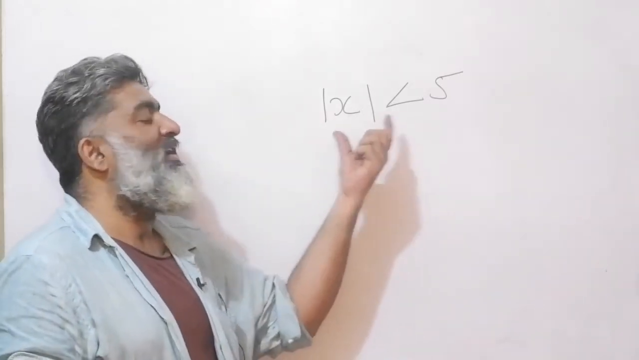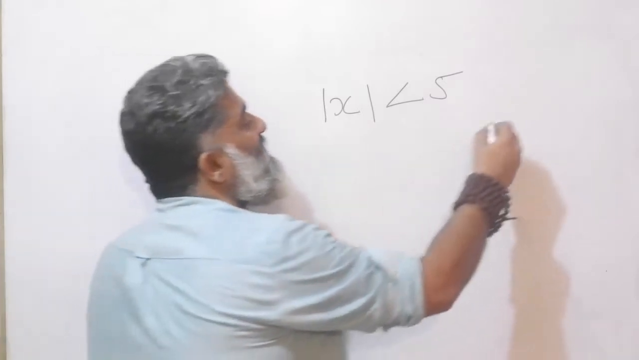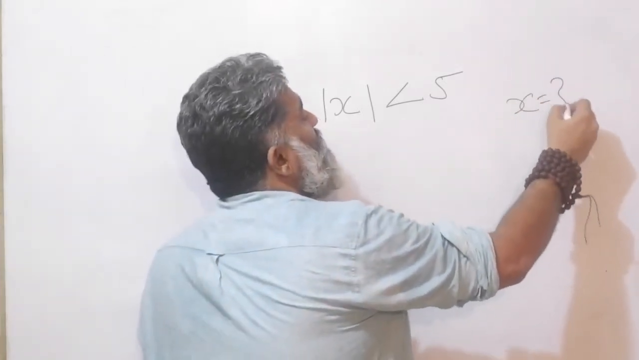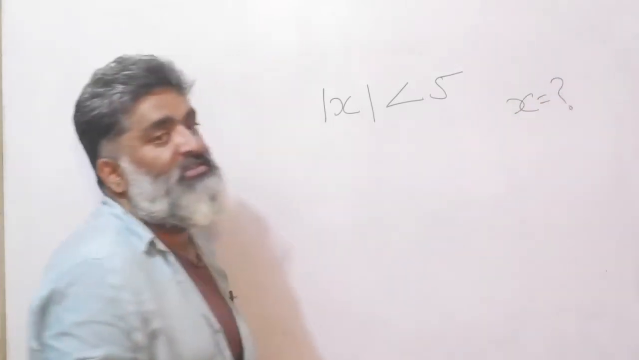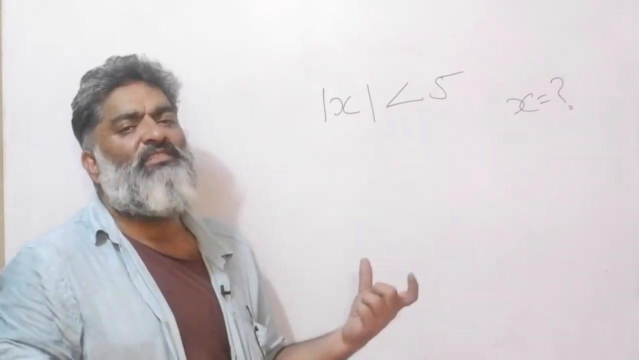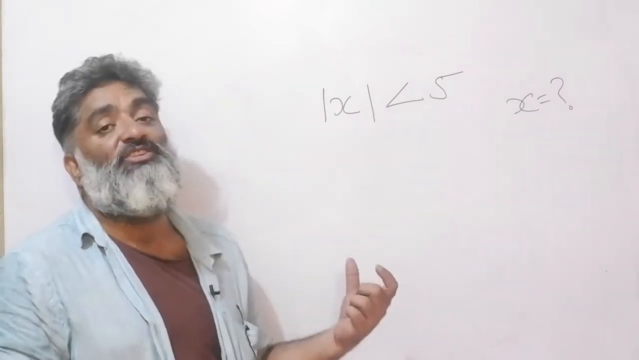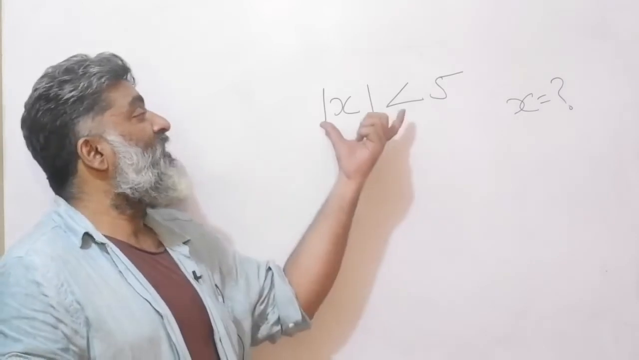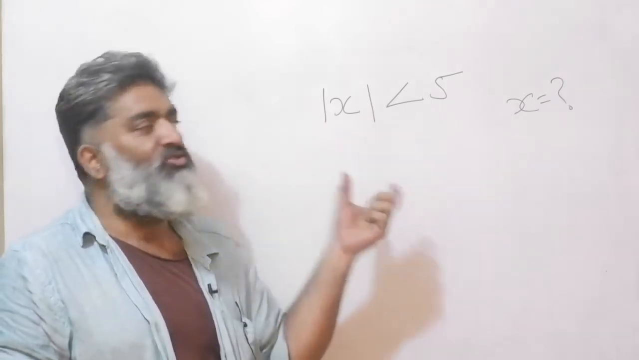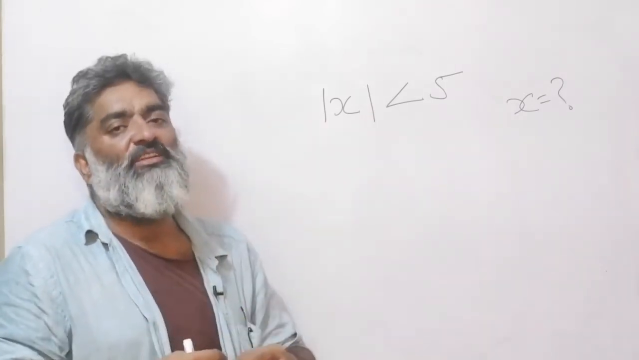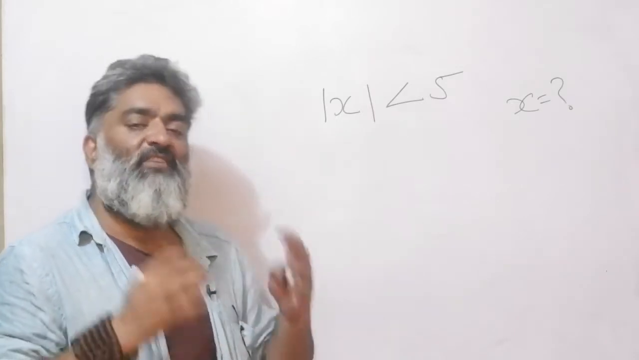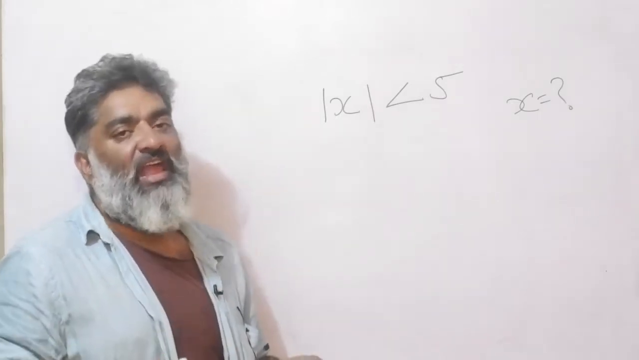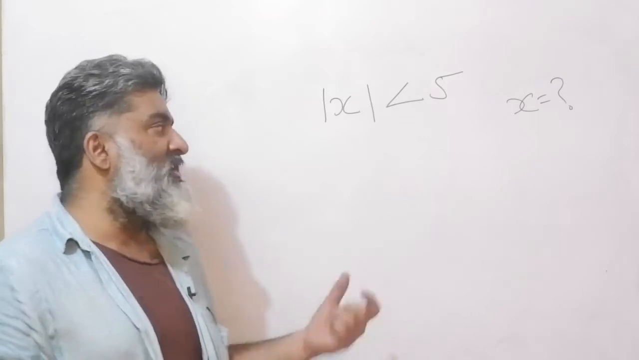I say mod of x is less than 5. What is the range of x? What are the values possible for x? So I can ask for the range of x. I can also say how many integers satisfy this inequality. So the framing can change, but we are more interested in the very core idea. Then how the language changes, we'll be able to handle very easily, right?